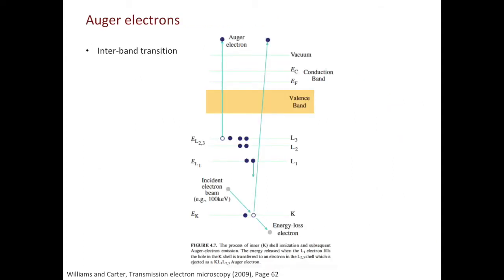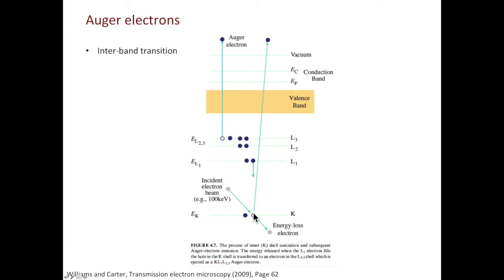The high-energy incident electron can knock out a core shell electron, leaving behind a hole. The configuration is not stable, so the electron at a higher energy level in the material will fill in the hole. Then there is excess energy to be released. Until this part, the process is similar to that of the characteristic X-ray generation.